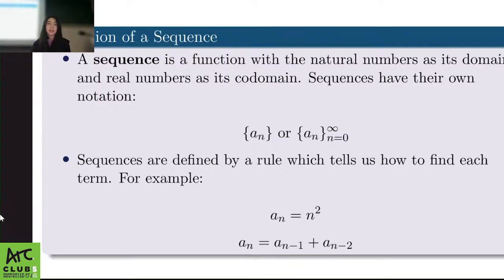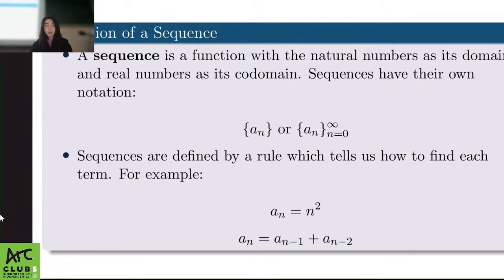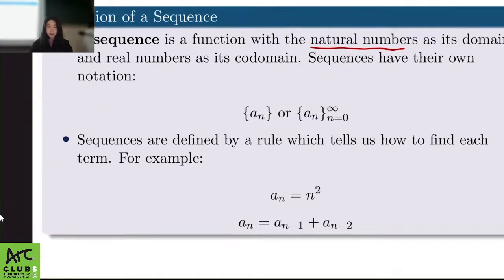Let's start by defining a sequence. So a sequence is basically, you can think about it as a function with its domain always being the natural numbers, and its codomain can be any real number, depending on what the sequence is defined as. So the general notation that we use is those curly brackets with a_n, where a_n gives essentially usually the general formula of any term in the sequence.